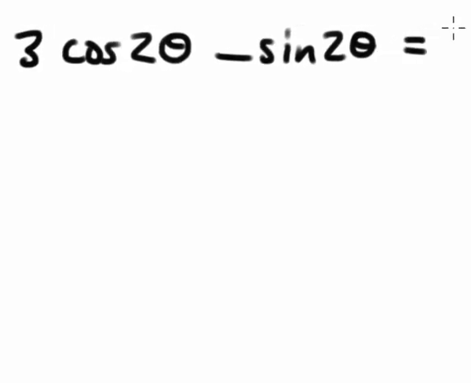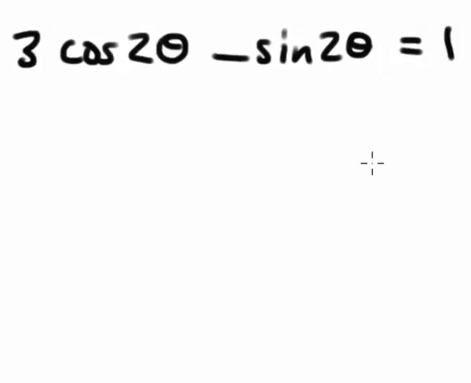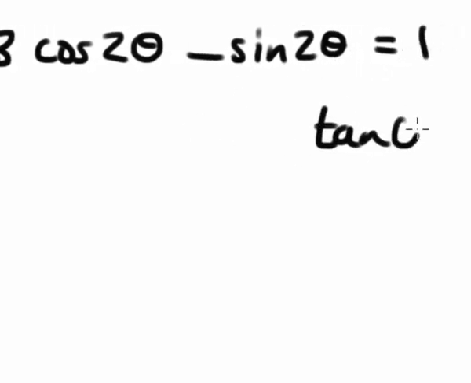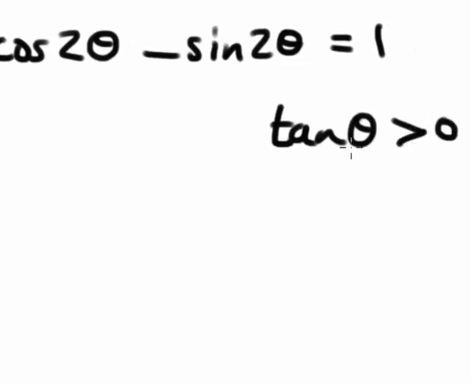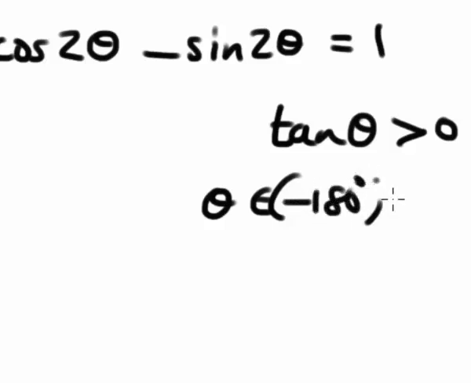Say, for example, I said to you, now this is a tricky one. Okay, this is going to be more involved. Solve for theta if you've got 3 cos 2 theta, there's a double angle, minus sine 2 theta is equal to 1. I'm giving another restriction here: tan theta is bigger than 0, or positive, and theta is going to be restricted between minus 180 and 360.